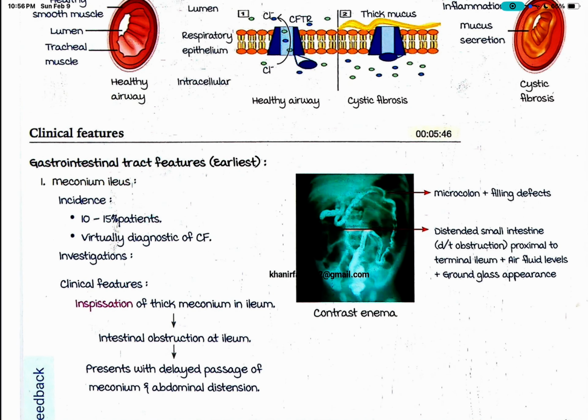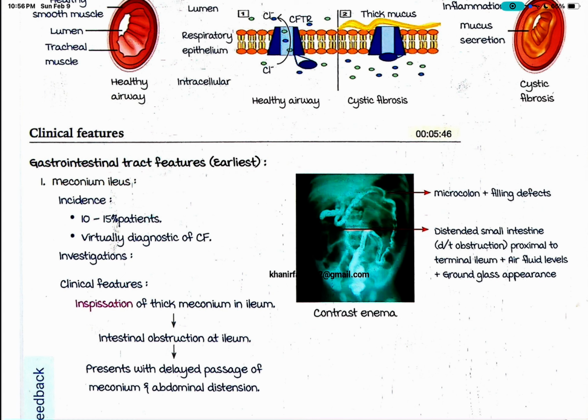Clinical features, GIT. The earliest features are in the GIT tract. You have meconium ileus, incidence 10 to 15% of patients, virtually diagnostic of cystic fibrosis. Clinical features: inspissation of thick meconium in the ileum. Intestinal obstruction at the ileum presents with delayed passage of meconium and abdominal distension.